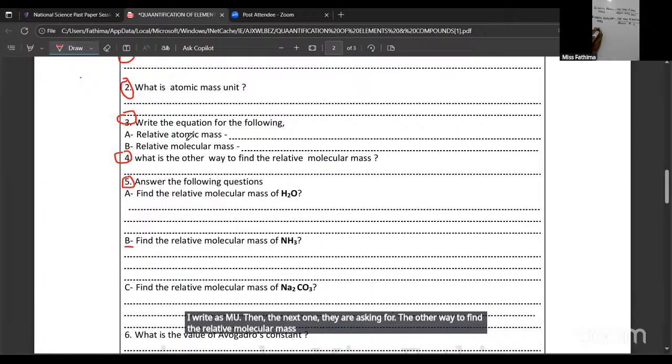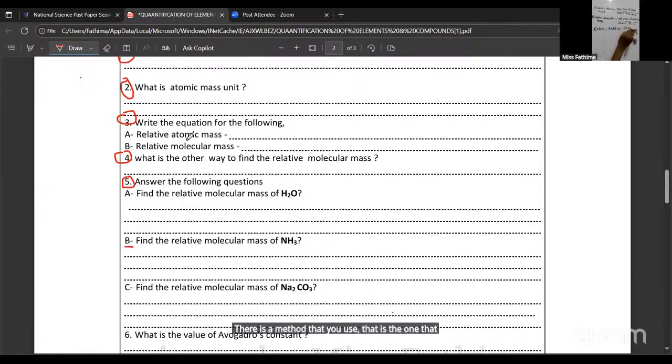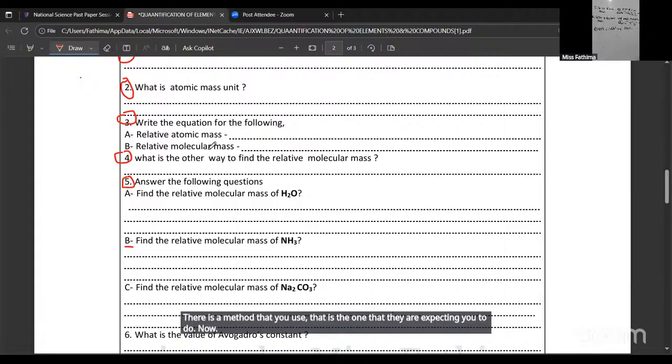Relative molecular mass is equal to the addition of relative atomic masses. That is a method that you use. That is the one that they are expecting you to do. Not these two. You don't have to do them.